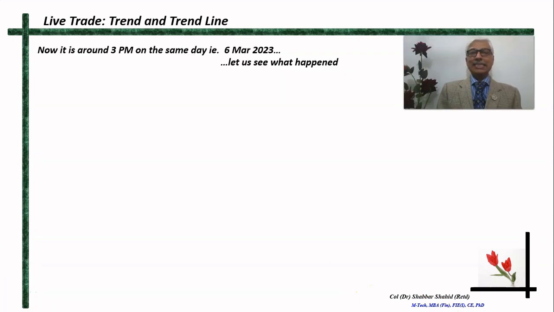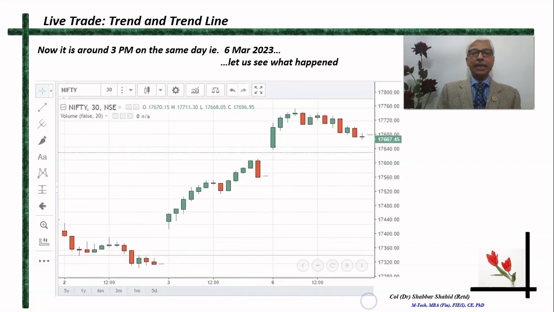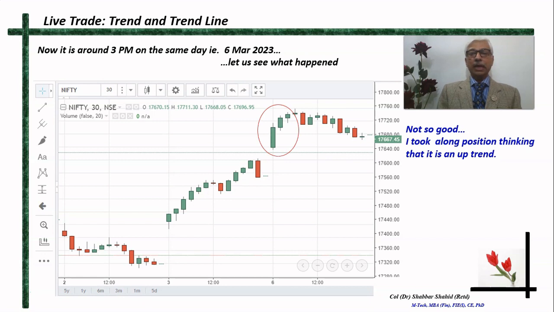Fine. It is around 3:10 p.m. now on the same day, that is 6th of March 2023. Let us see what has happened during the day. Oh, doesn't seem very good. I took a position thinking that it would be an uptrend here. I joined these 3 points and thought it would be an uptrend. That was my analysis. But immediately after I took a position, things started turning nasty. It moved sideways and it came down.